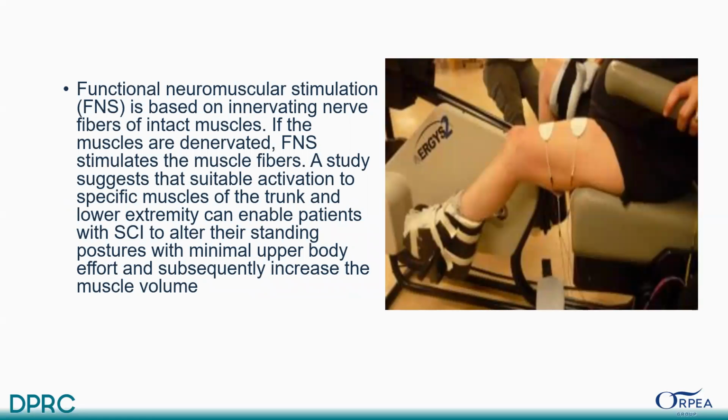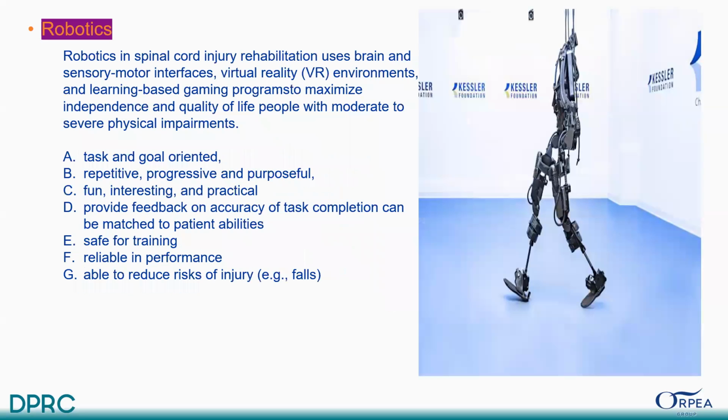Functional neuromuscular stimulation is based on innervating nerve fibers of intact muscles. If the muscles are denervated, functional nerve stimulation stimulates the muscle fibers. A study suggests that suitable activation of specific muscles of the trunk and lower extremity can enable patients with spinal cord injury to alter their standing postures with minimal upper body effort and subsequently increase the muscle volume.